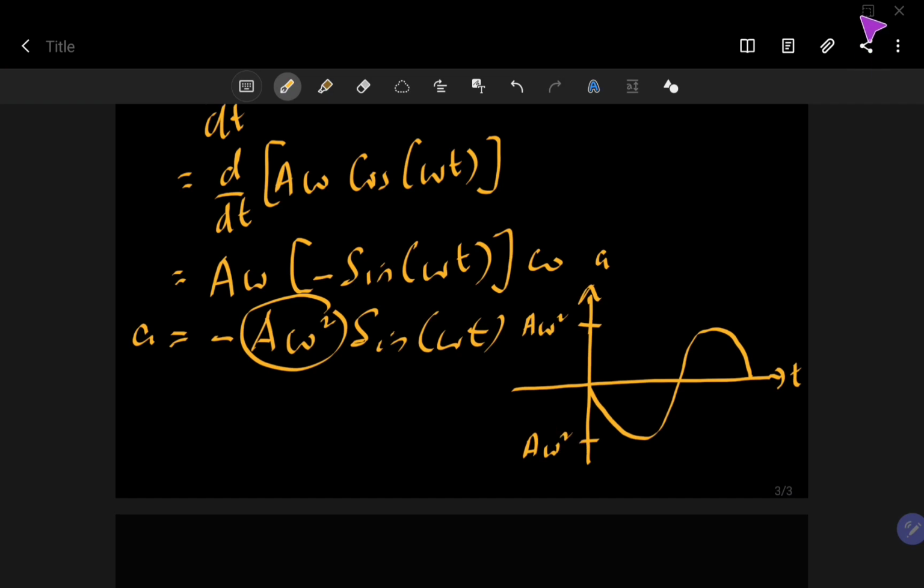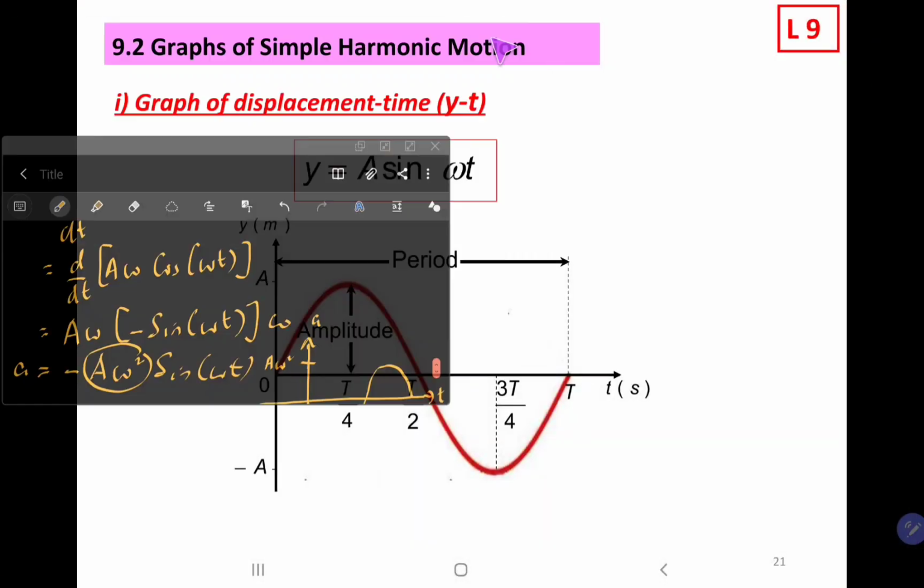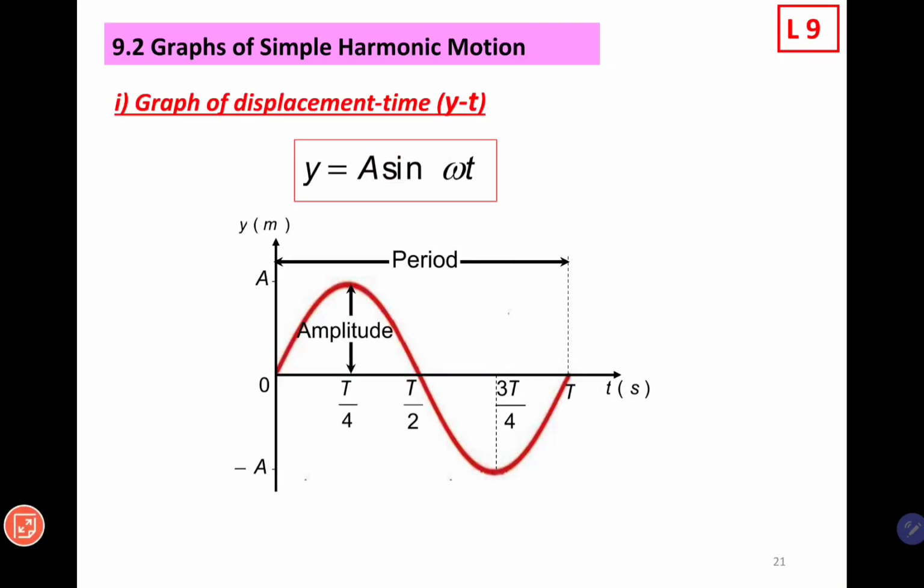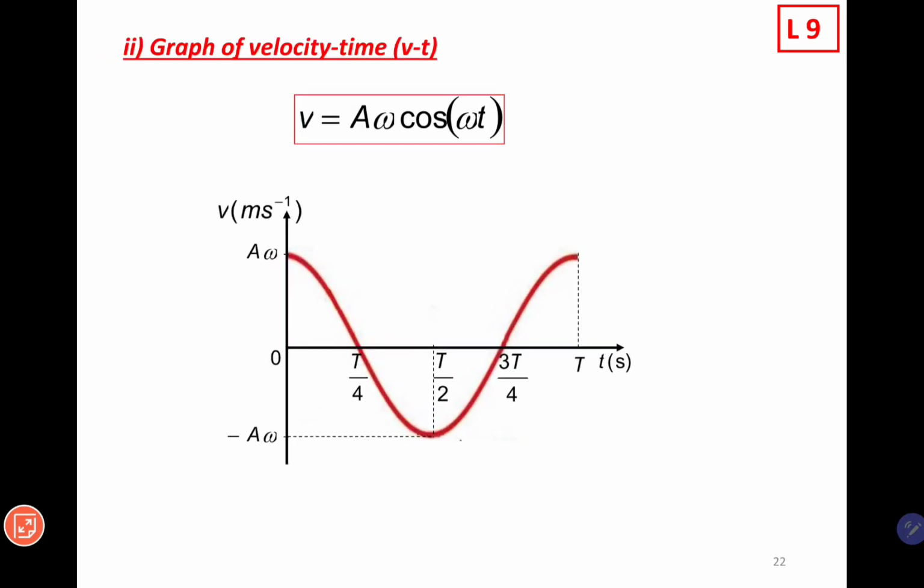So based on that, according to the note, what do we have? Alright, this is the equation of displacement, which is purely sine. So the graph is purely sine. So the amplitude here represents A. And then for the velocity against time, the equation is purely cos, so the graph is also purely cos here, where the amplitude now represents A omega. So A omega is V max, the maximum velocity, because the y-axis now represents velocity.